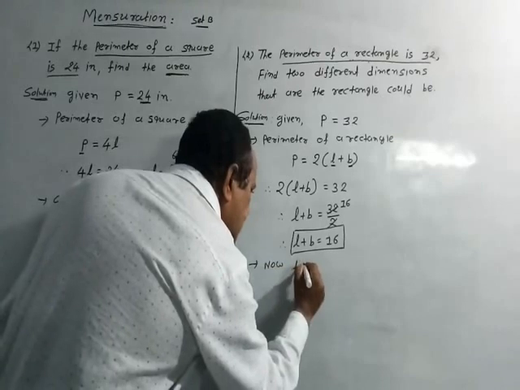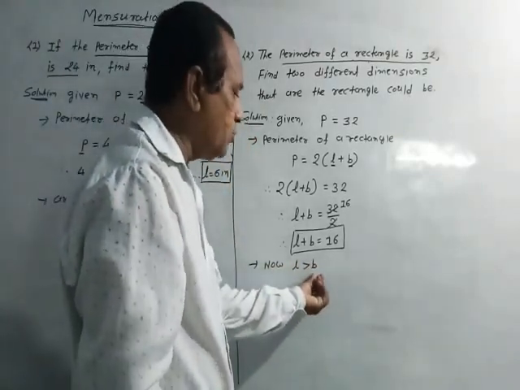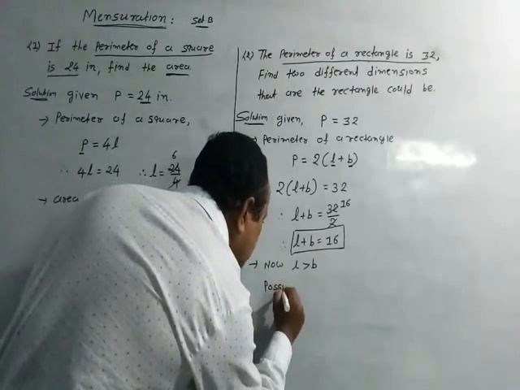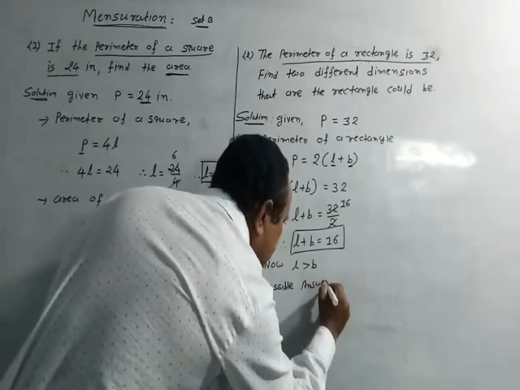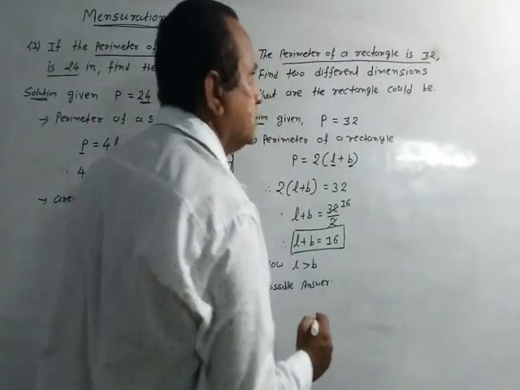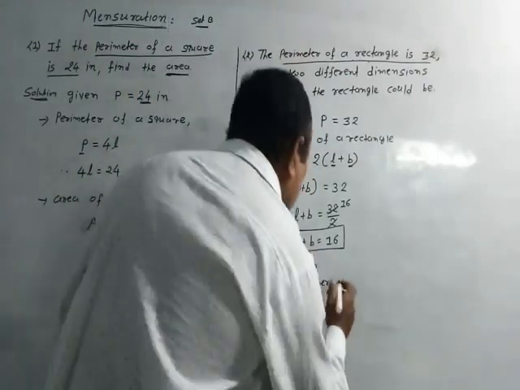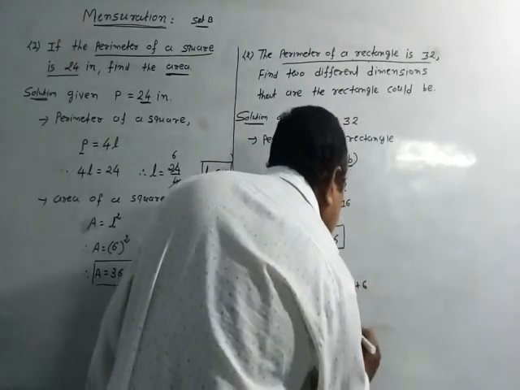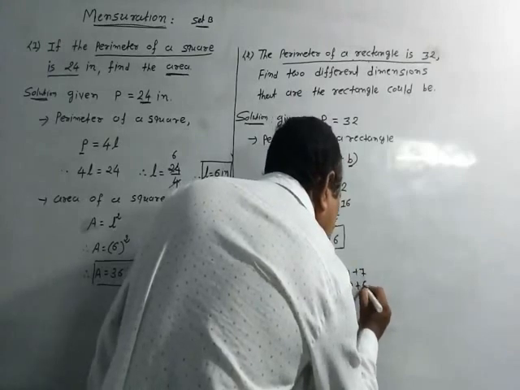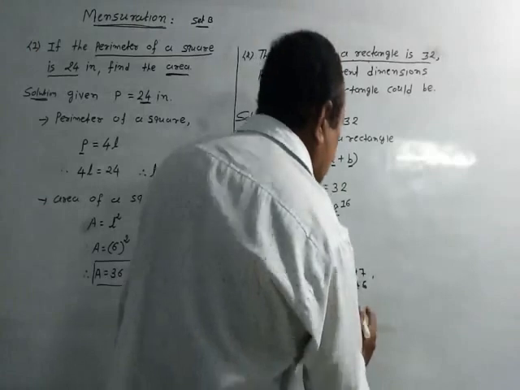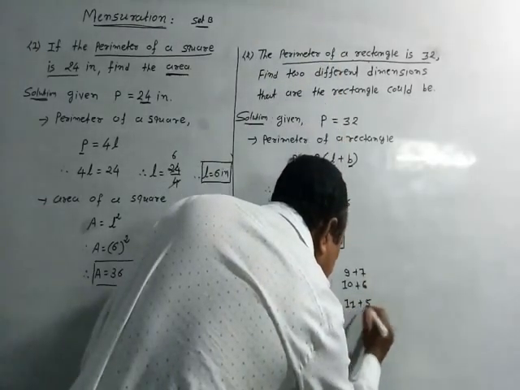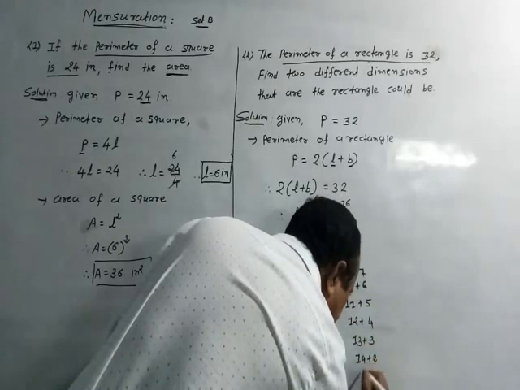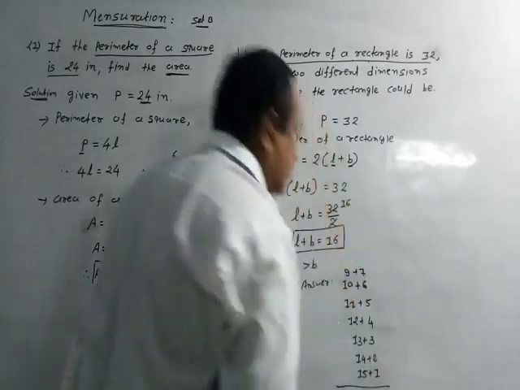Now L is greater than B. Then possible answers, L plus B equal to 16: 9 plus 7, then here 10 plus 6, 11 plus 5, 12 plus 4, 13 plus 3, 14 plus 2 and 15 plus 1. This is your possible answer.